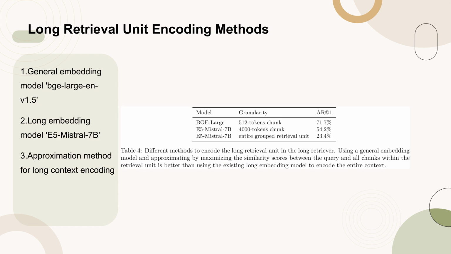Table 4 compares different methods for encoding long retrieval units in the context of long retriever systems. The table highlights that using a general embedding model like BGE-large and approximating the similarity scores between the query and chunks within the retrieval unit outperforms using a long embedding model like E5-Mistral-7B to encode the entire long context directly. This approach is more effective and suggests that future advancements in long embedding models could further improve the framework.